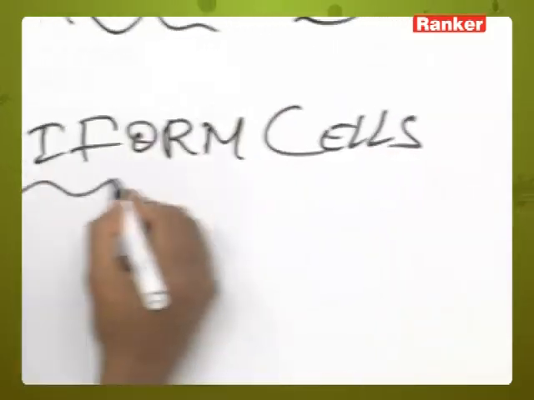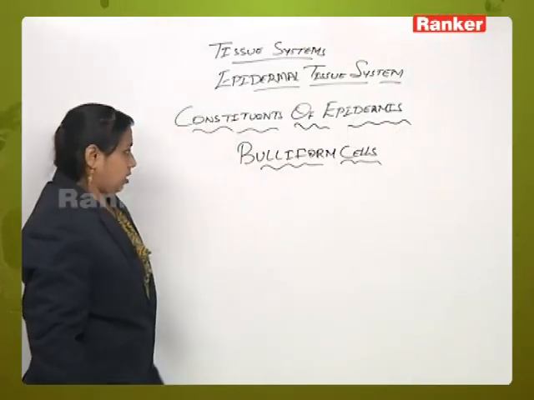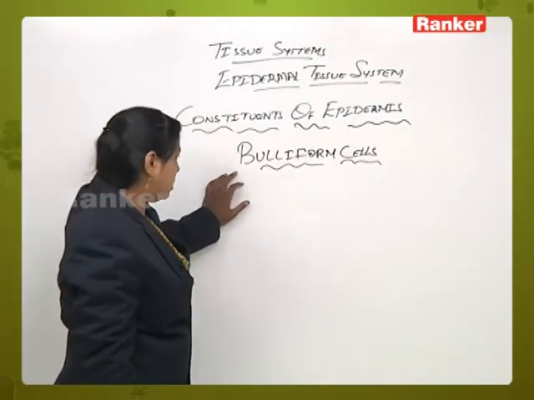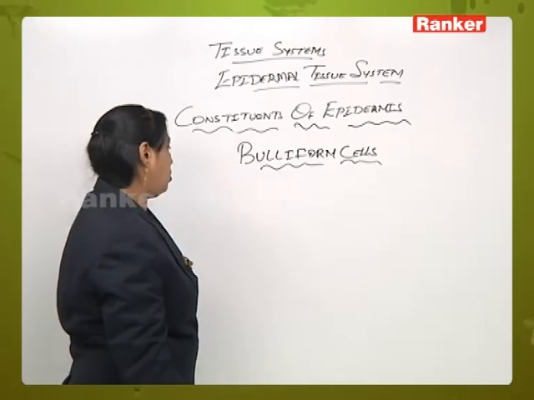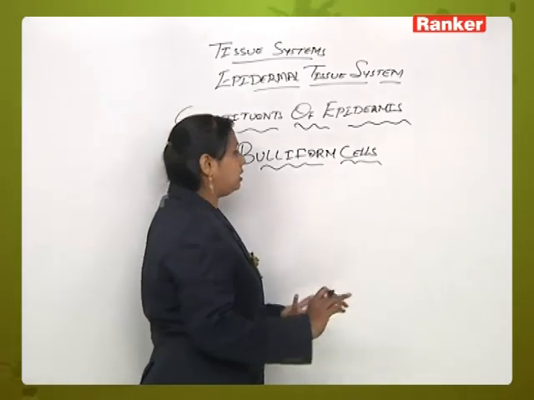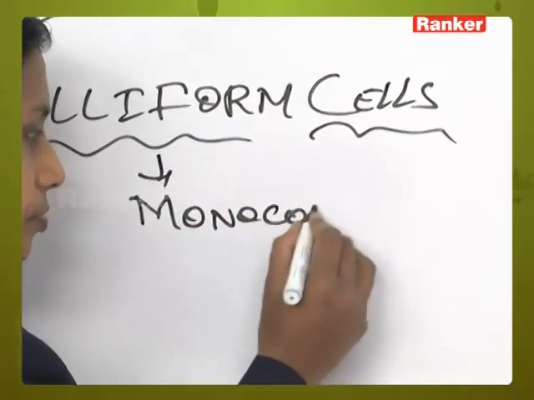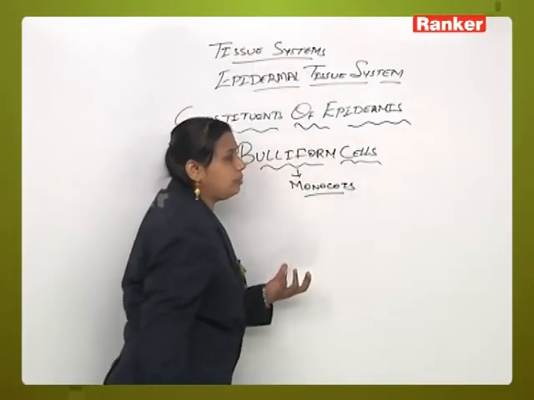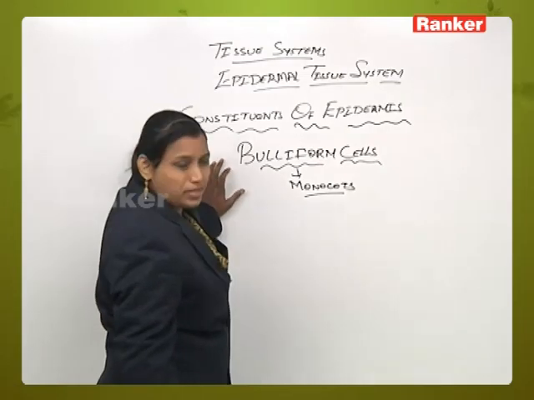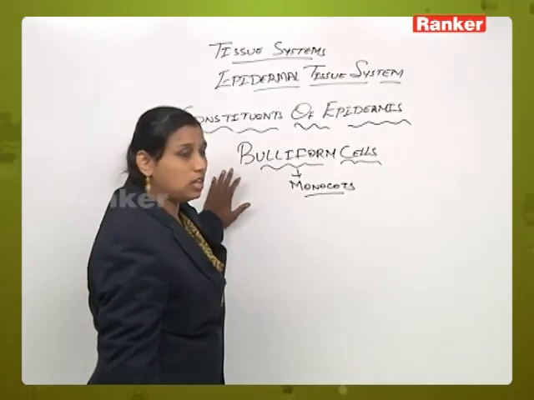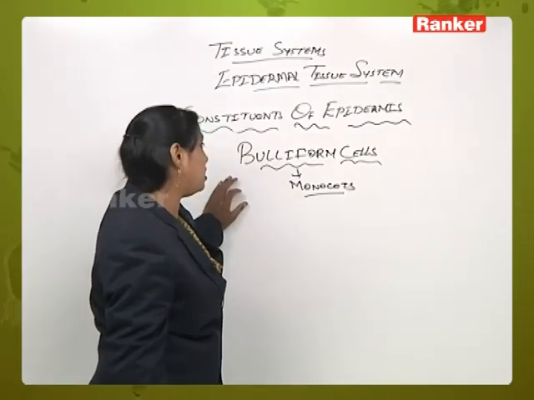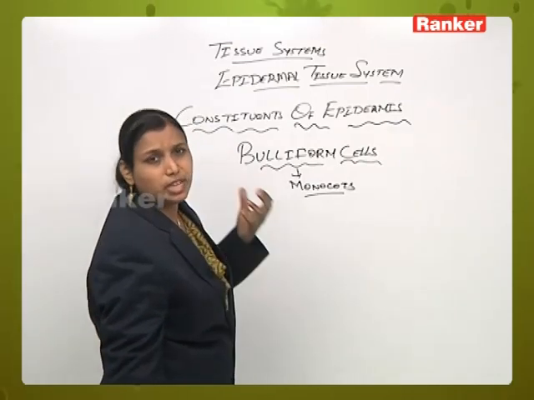Bulliform cells. Another type of epidermal cells which are present are called bulliform cells. Why bulliform cells? Where are they present? These are normally seen in monocots. All the epidermal cells which are specially seen in the monocots are not called epidermal cells, we call them bulliform cells.